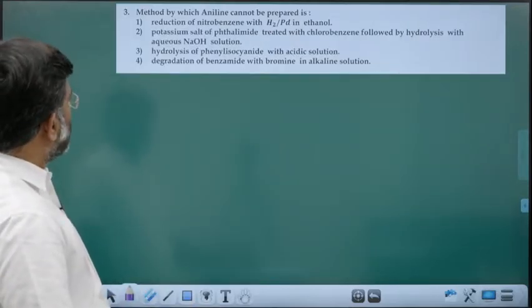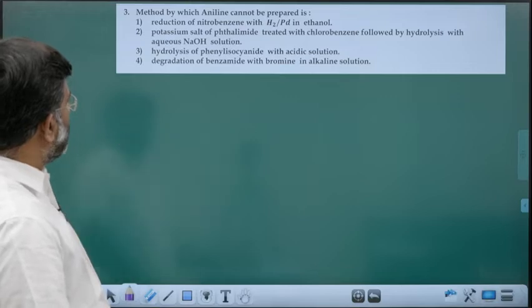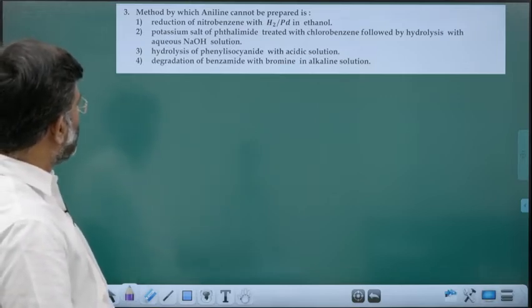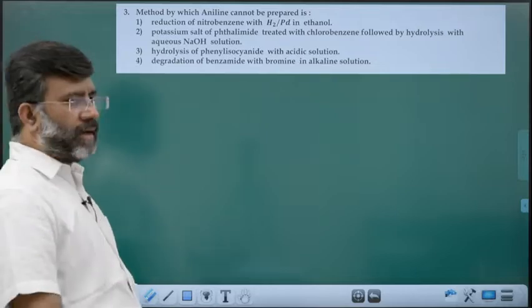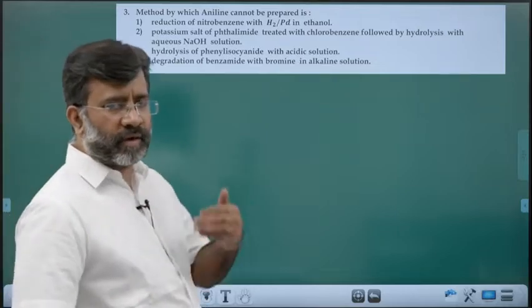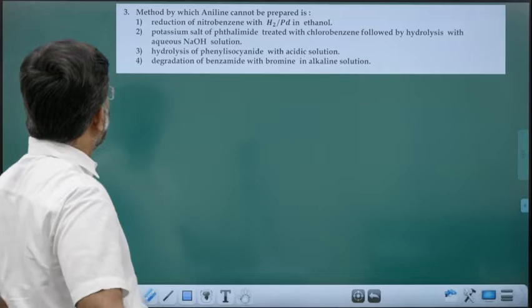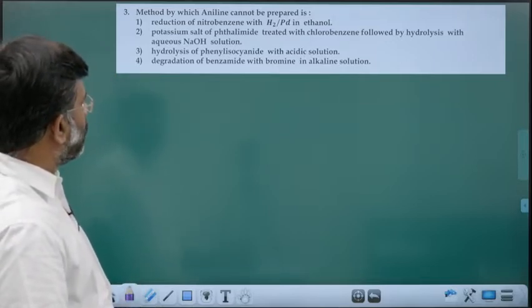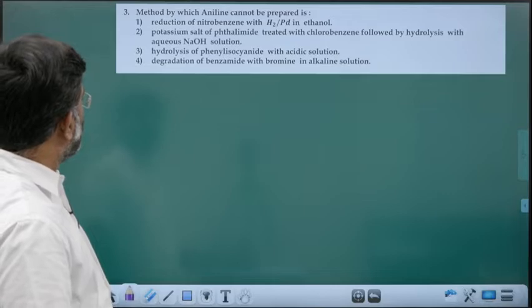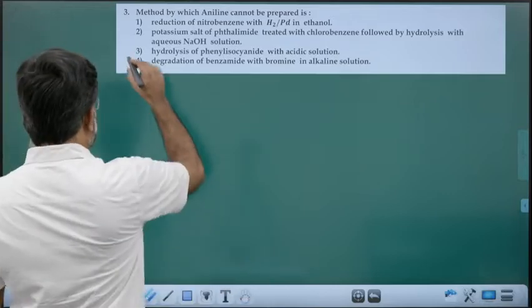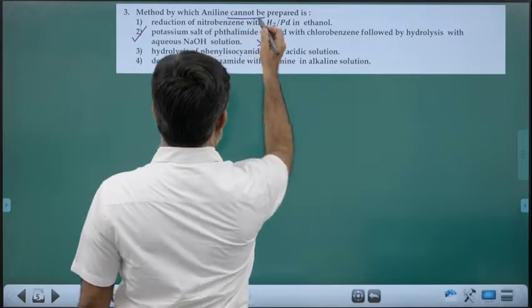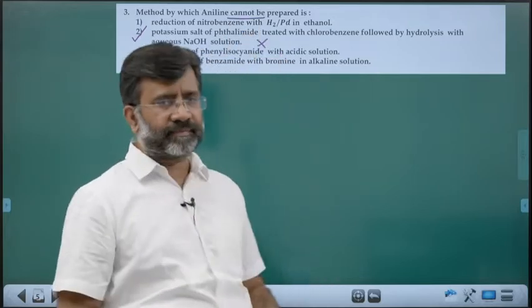Method by which aniline cannot be prepared. Reduction of nitrobenzene with hydrogen palladium, you know, nitrobenzene reduced to aniline. Potassium salt of phthalimide treated with chlorobenzene followed by hydrolysis with aqueous NaOH solution. That is the answer. With this reaction, you cannot produce the aniline.